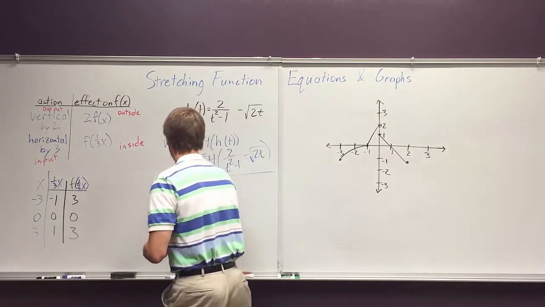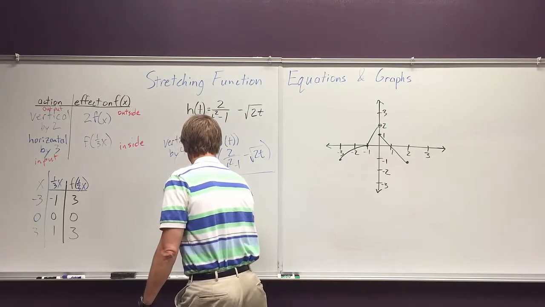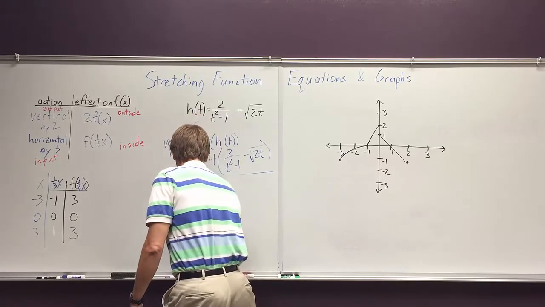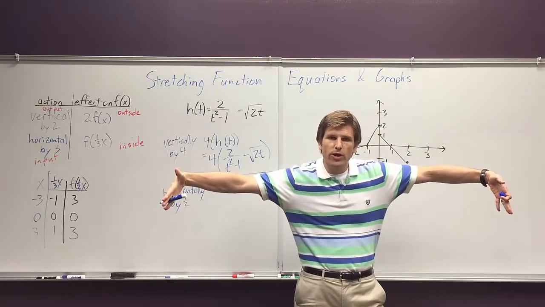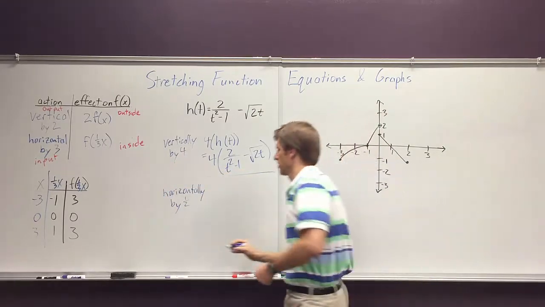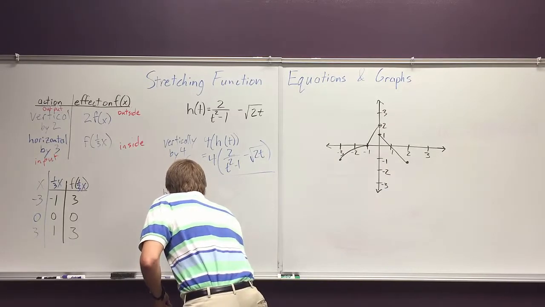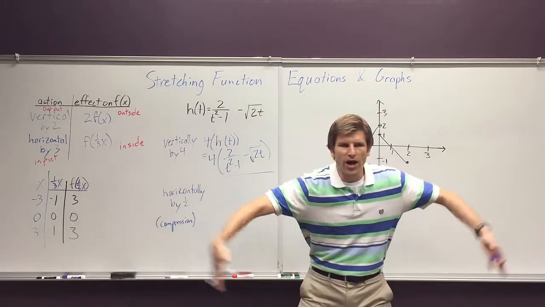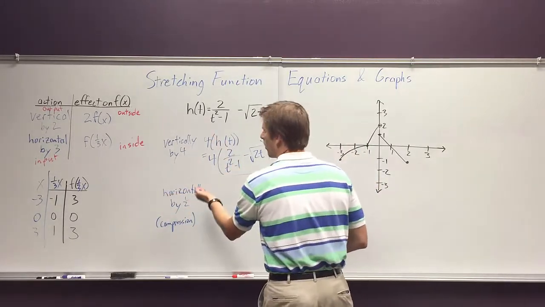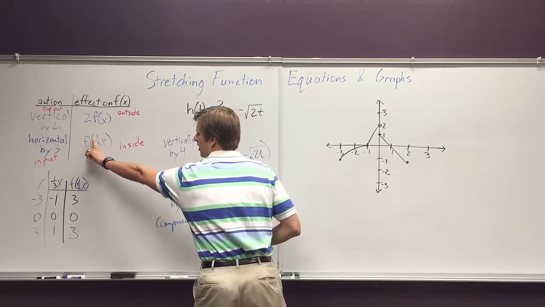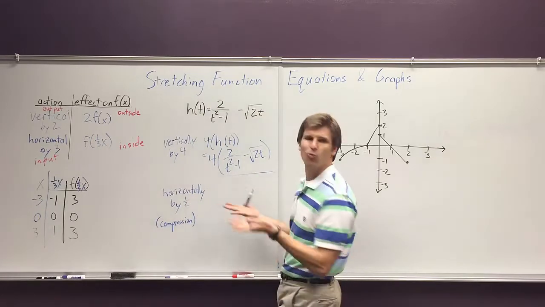Now let's think about horizontally by 1/2. Now a horizontal stretch by 1/2, many people would actually call a compression. So if you make it 1/2 as wide, that's actually compressing it, right? But how would you do that? Well, a horizontal would put the reciprocal of this number in here. So if you're stretching it by 1/2, what's 1 over 1/2?